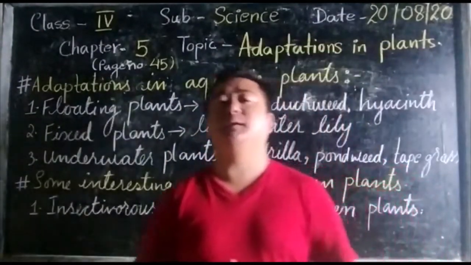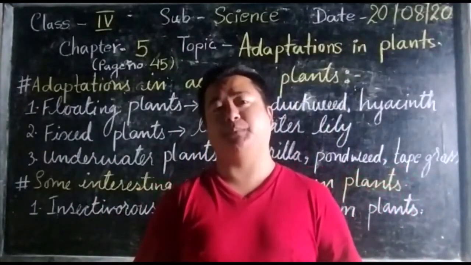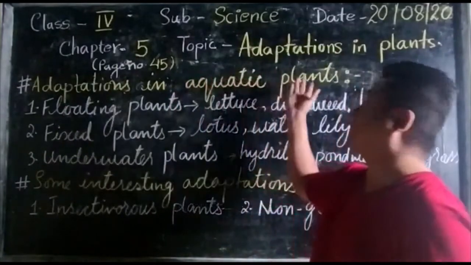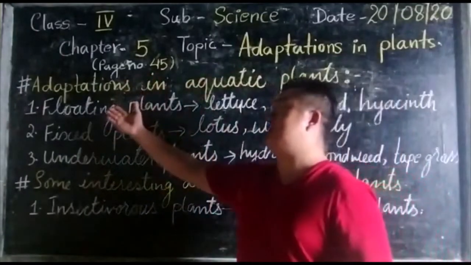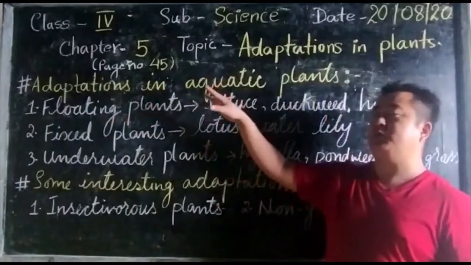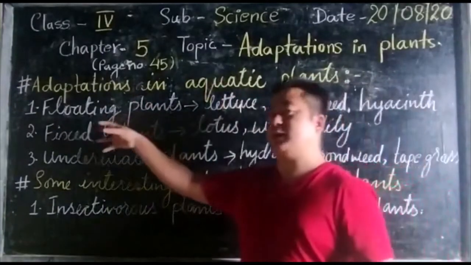So these were some of the adaptations shown in the aquatic plants, the plants that grow in the water. Some of the plants float on the surface of the water, and they have their own way of adapting in that habitat, in the water itself.